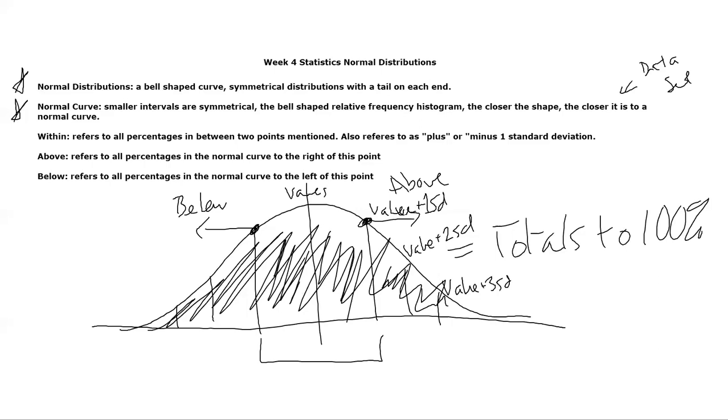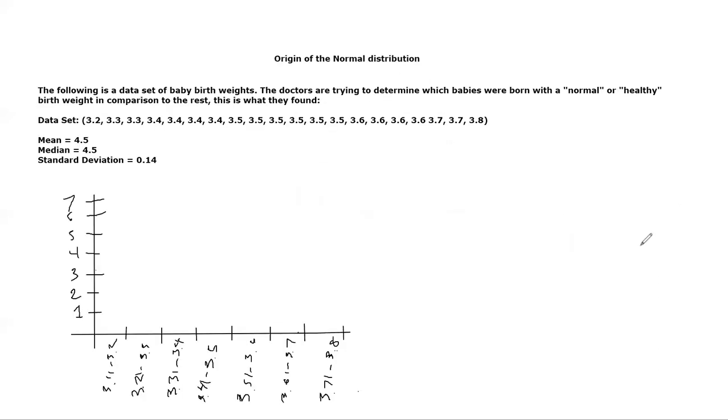Let's move on. Okay, the following is a data set of baby birth weights. The doctors are trying to determine which babies were born with a quote unquote normal or healthy birth weight in comparison to the rest. This is what they found. So I organized the data set for you. They were all out of order, but the point is when we put this data set in order, we notice a pattern.